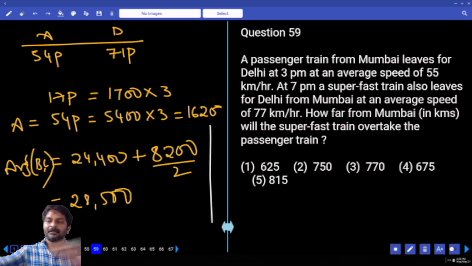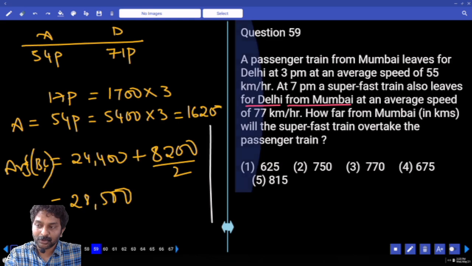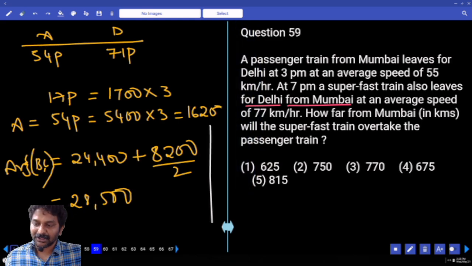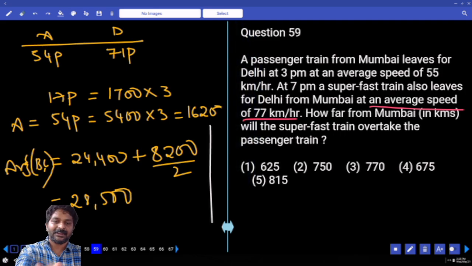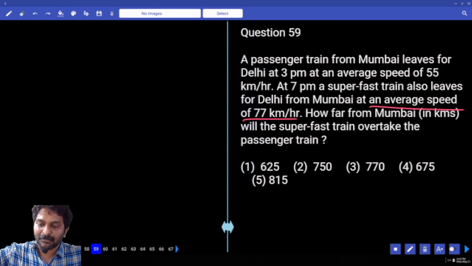A passenger train from Mumbai leaves for Delhi at 3 p.m. at an average speed of 55 km per hour. At 7 p.m. a super fast train also leaves for Delhi from Mumbai. So both are moving in same direction or opposite direction? Same direction, from Mumbai to Delhi. Both are moving in same direction. The super fast train is traveling with the speed 77 km per hour. How far from Mumbai will the super fast train overtake the passenger train?